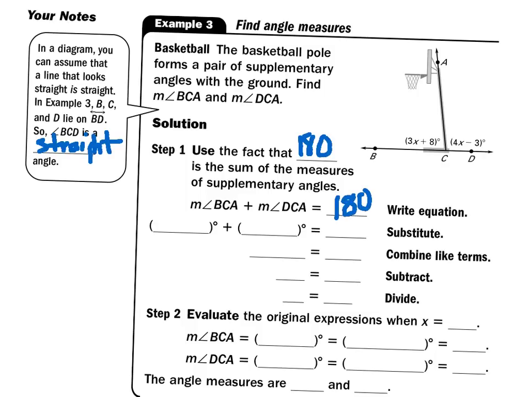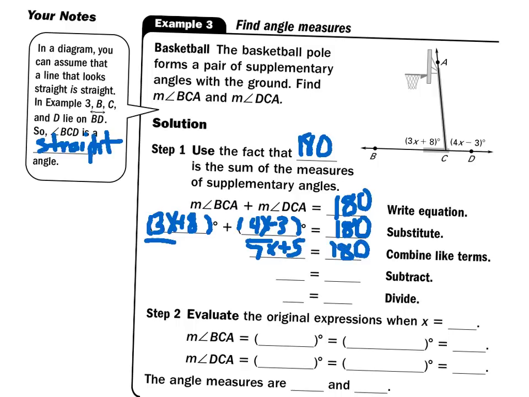Now let's substitute for what we know. What do we know about the measure of BCA? We know that it's 3x plus 8. Notice that we did put in parentheses in case there were any negative signs to mess this up. And DCA equals 4x minus 3. So now we need to combine like terms. 3x and 4x are like terms. So we add those together, 7x. 8 minus 3 equals 5.